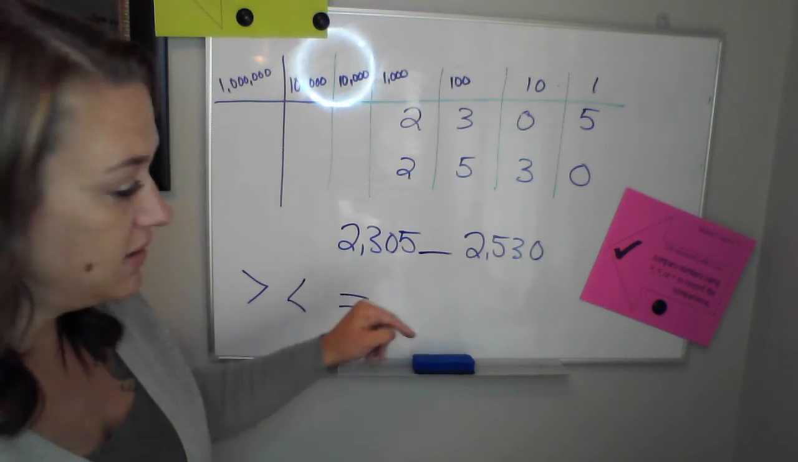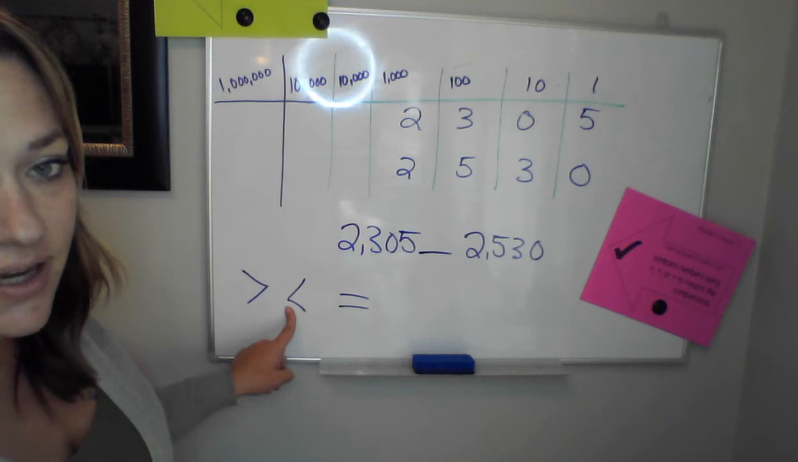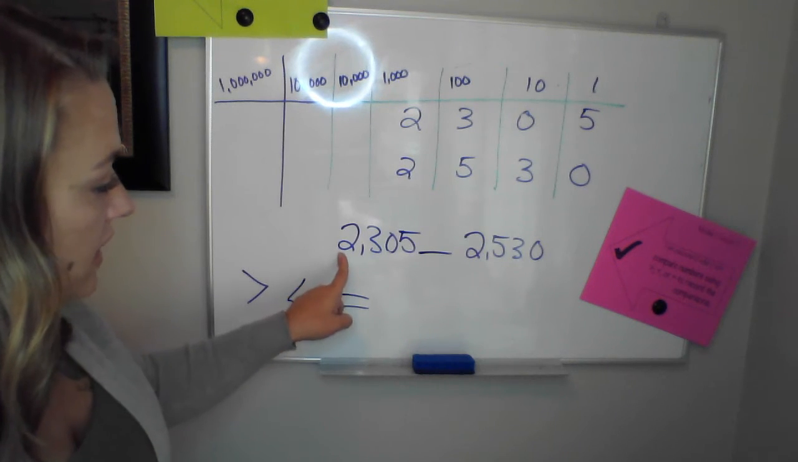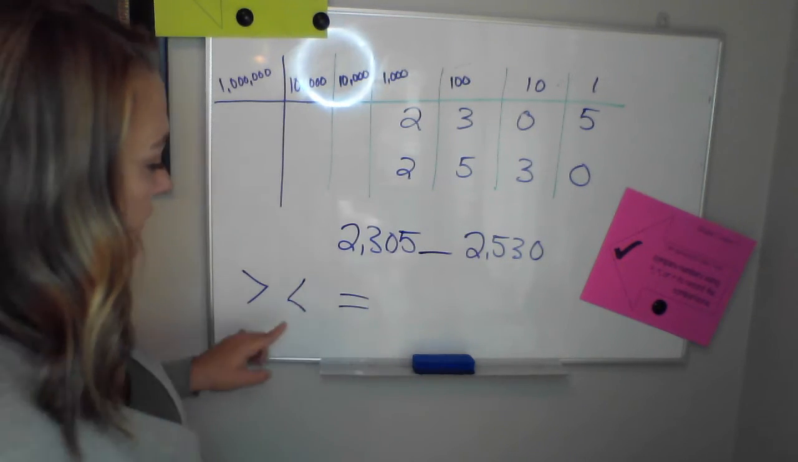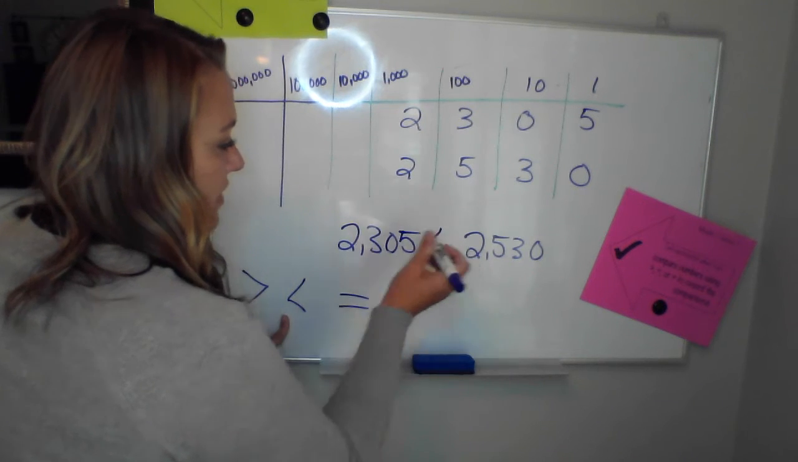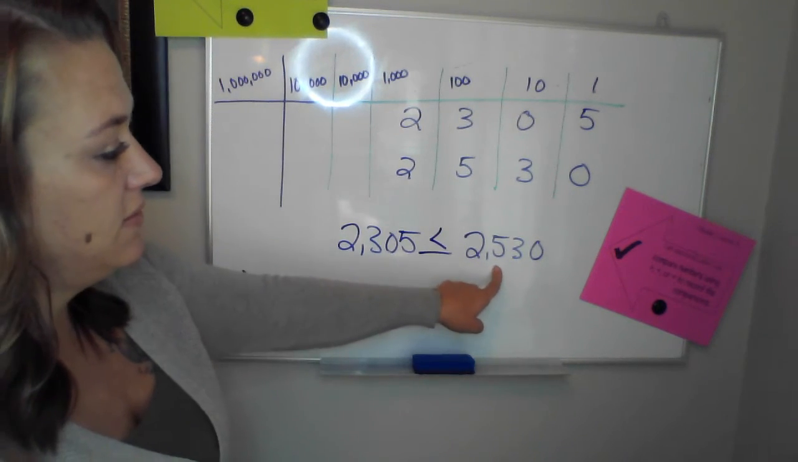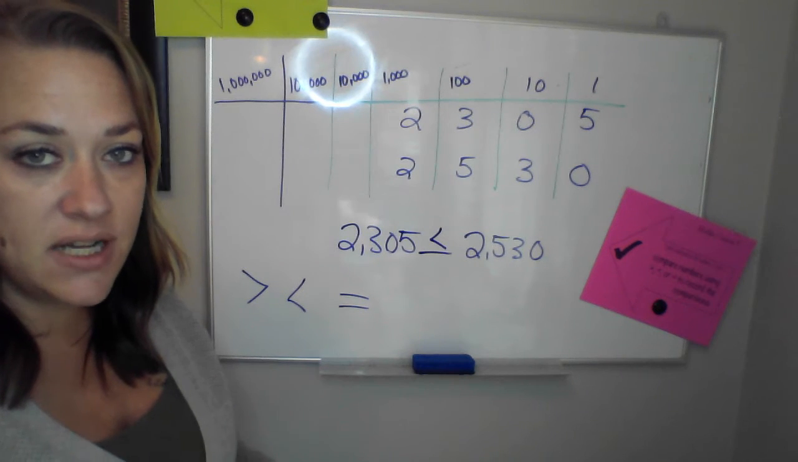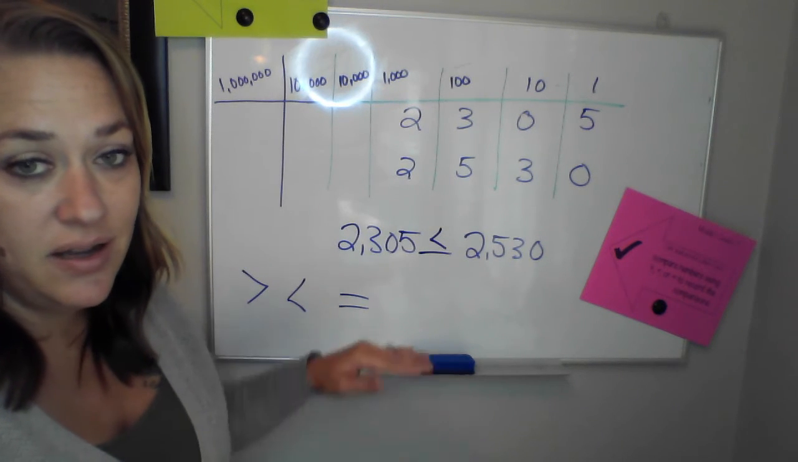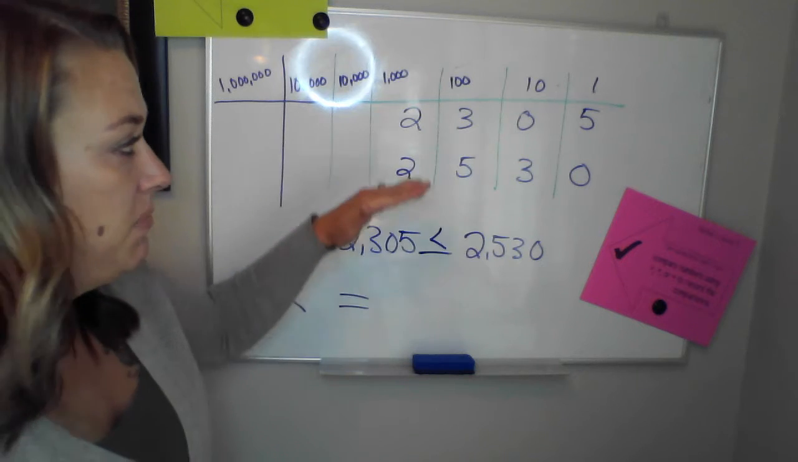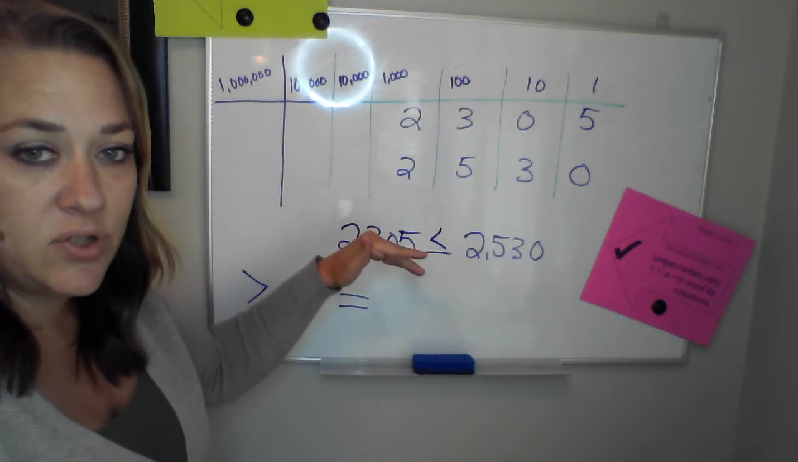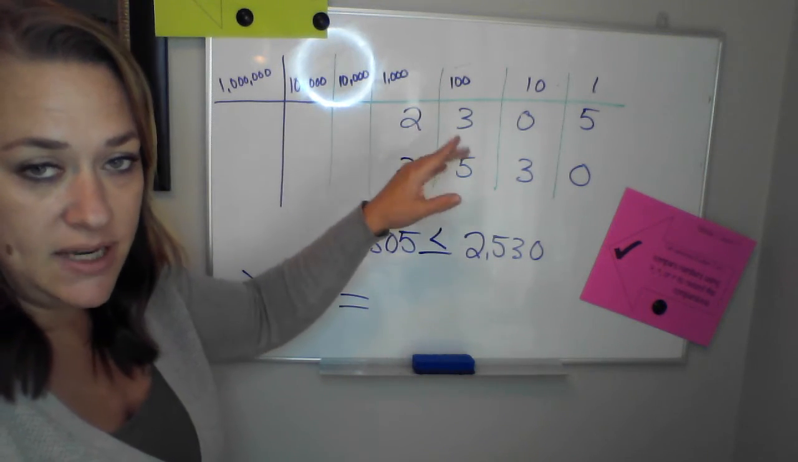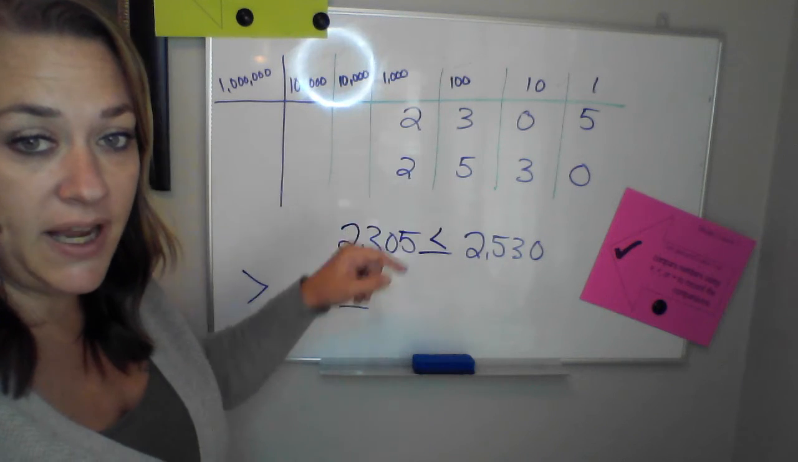But to finish our sentence, we're going to use our less than sign again. So 2,305 is less than 2,530. Okay, so when you guys are answering your Edpuzzle questions, I ask you to compare. Make sure you draw out the place value chart and place the digits, the numbers, in before you compare.